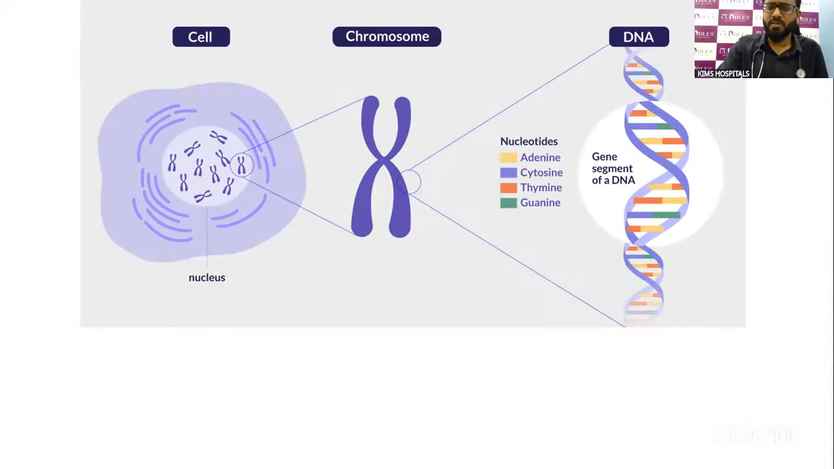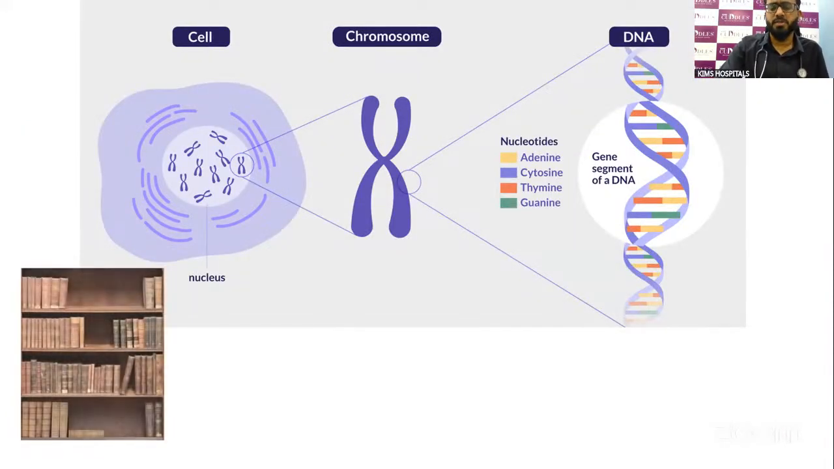So I've discussed this earlier. This is the structural arrangement of the genetic disorder. This is a very important slide. I want you to understand the very basics of genetics here. So let's compare the nucleus to a bookshelf. Okay. And in the bookshelf, there are a lot of books. And these books are compared to chromosomes.